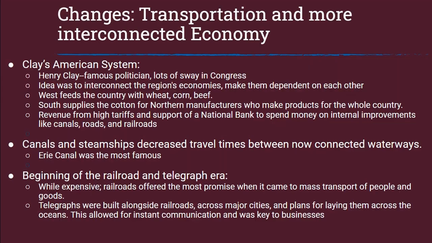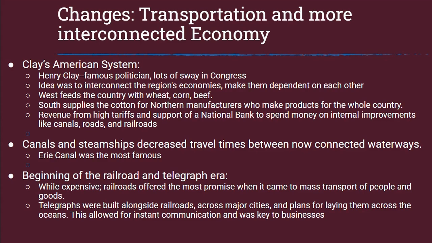First, let's go over the influential Clay's American system. Henry Clay, a famous politician from Kentucky, held a lot of sway in Congress. His idea was to interconnect the region's economies and make them dependent on each other. The West could feed the country with wheat, corn, and beef. The South could supply the cotton for northern manufacturers who make products the rest of the country could buy.